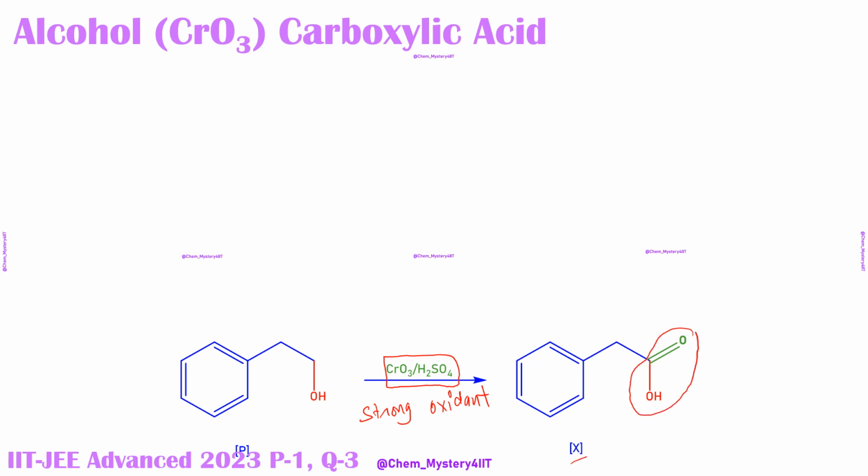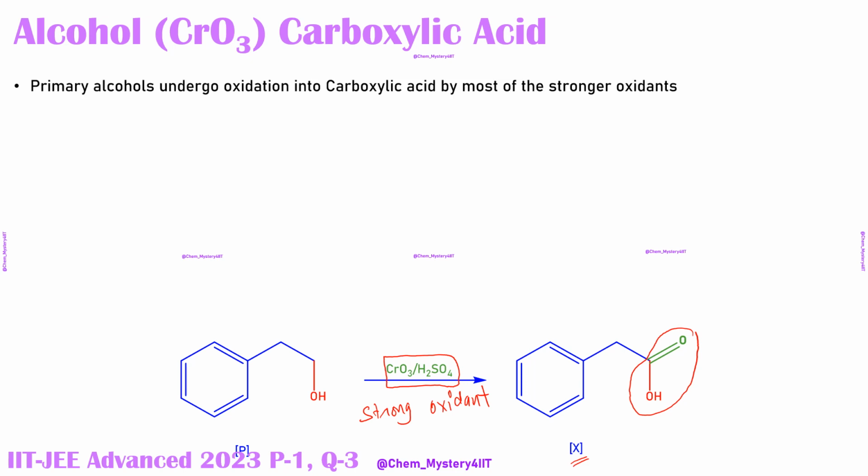This is what we have named compound number X. So here are all those steps which we did. The important point once again: a primary alcohol is undergoing oxidation into a carboxylic acid. This is one of the very strong oxidizing agents because chromium over here is going to be in +6 oxidation state, and in acidic medium chromium +6 is a very strong oxidant. This is chromium +6 and this is going to be acidic medium. Okay.